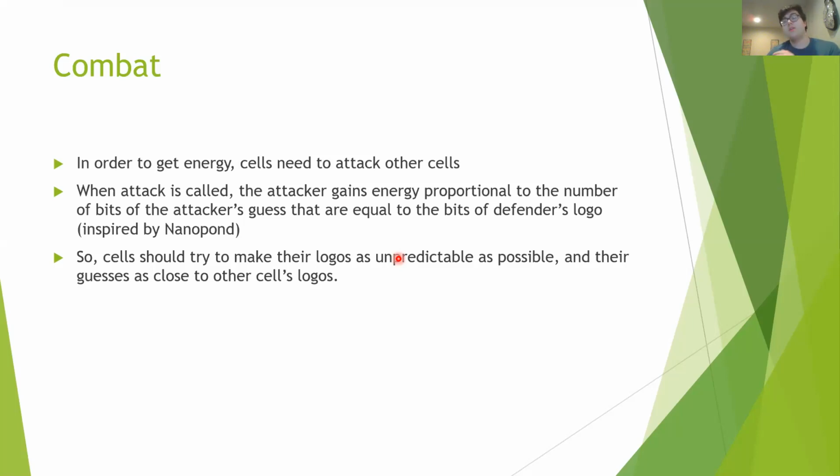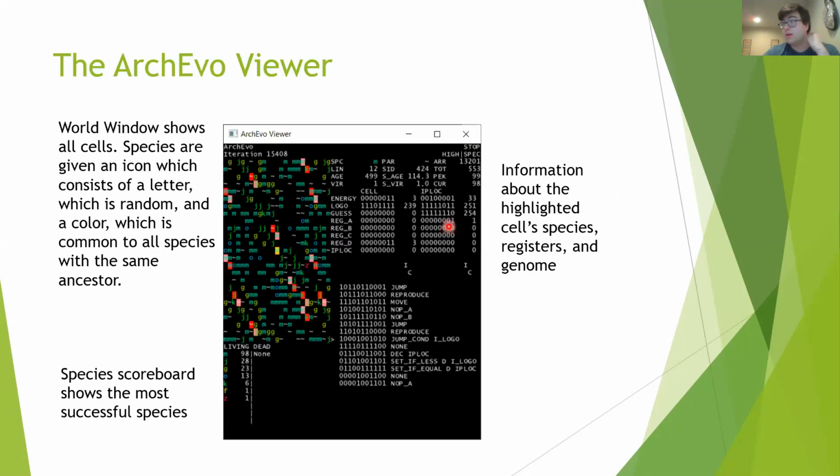So if you guess 8 of the bits correctly, you get 100% of their energy. If you guess 4 of the bits correctly, you get 50% of their energy. So in short, all you really need to know is that cells should try to make their logo as unpredictable as possible, to make it as hard as possible to steal 100% of their energy, which will kill them. And in order to reproduce and gain energy, they need to make their guesses as close to the other cell's logos as possible. So yeah.